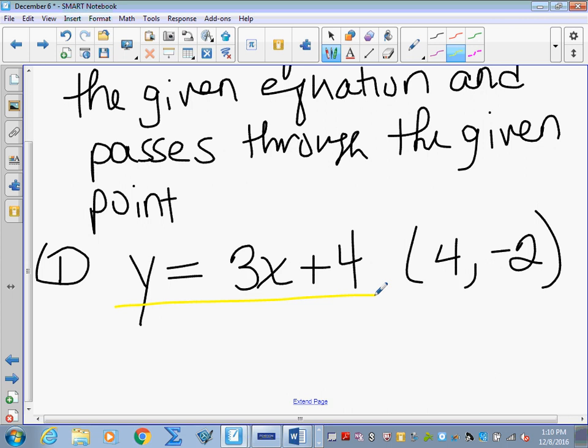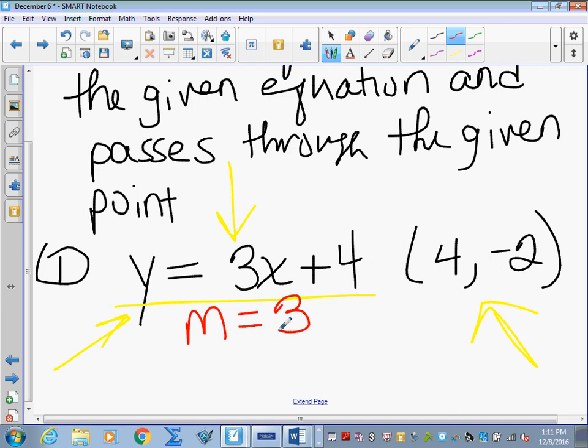So just think about what I said. You have to write an equation that's parallel to this equation but will go through that point. So how do you do that? You're going to take the slope from the given equation. Now, why are we using the same slope? Because what did I tell you at the beginning? Parallel lines have the same slope. So I do know that this line that I'm looking for has to have a slope of 3, because it's parallel.